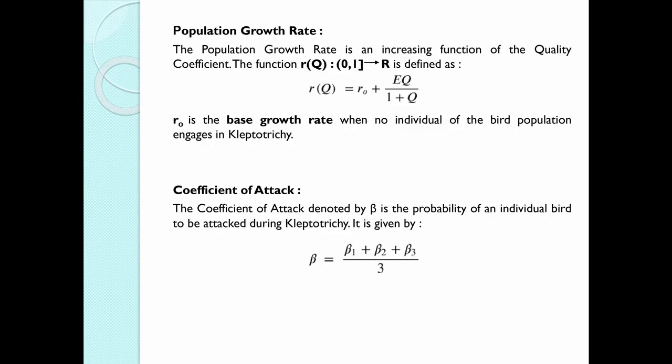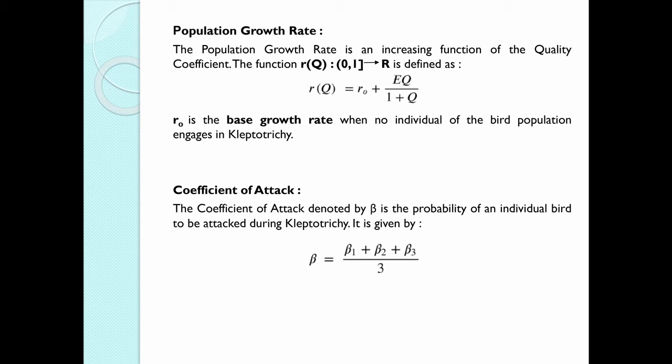The population growth rate. The population growth rate, as mentioned in the assumptions, is an increasing function of the quality coefficient. We define the function r of q from (0, 1] to R as r of q is equal to (r0 plus Eq) upon (1 plus q). Here, r0 is the base growth rate when no individual of the bird population engages in kleptotrichia.